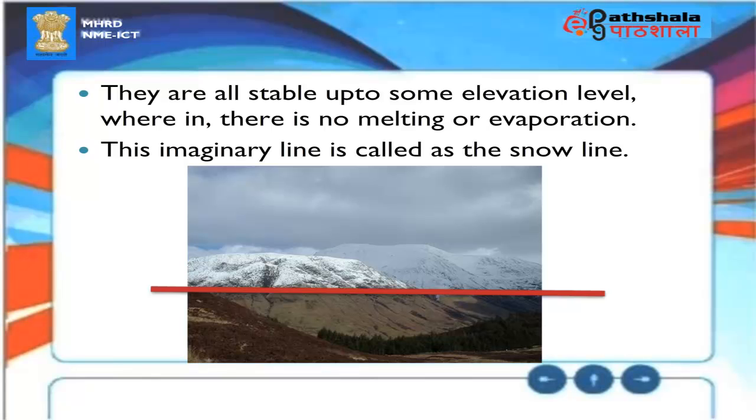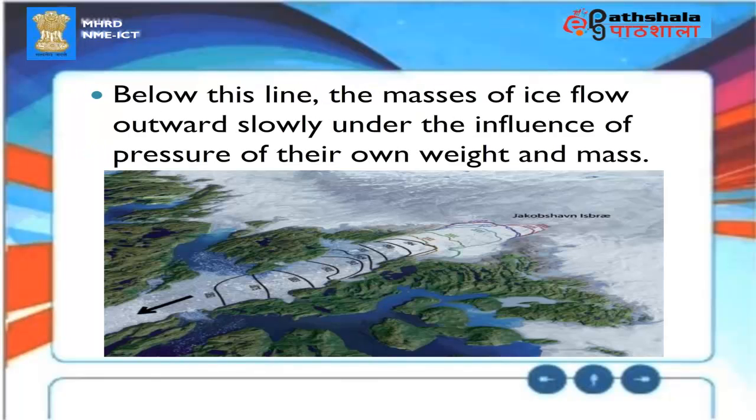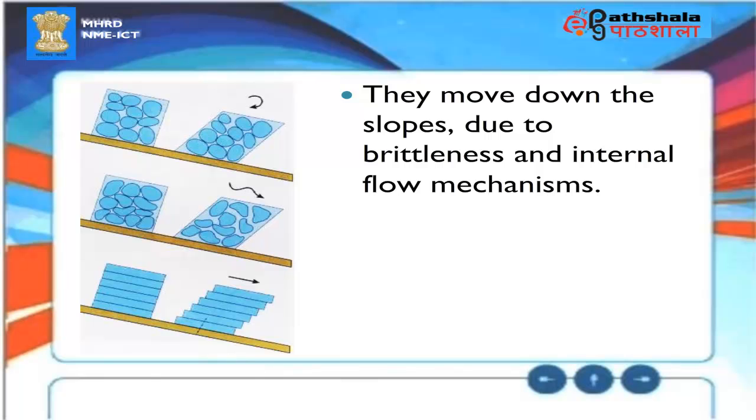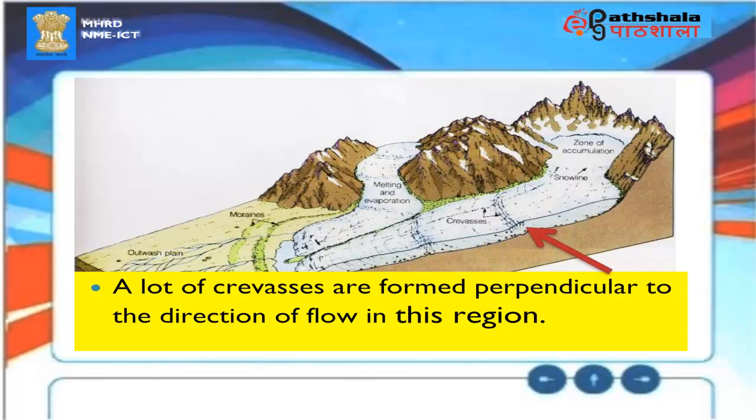They are all stable up to some elevation level wherein there is no melting or evaporation. This imaginary line is called the snow line. Below this line, the masses of ice flow outward slowly under the influence of pressure of their own weight and mass. They move down the slopes due to brittleness and internal flow mechanisms.